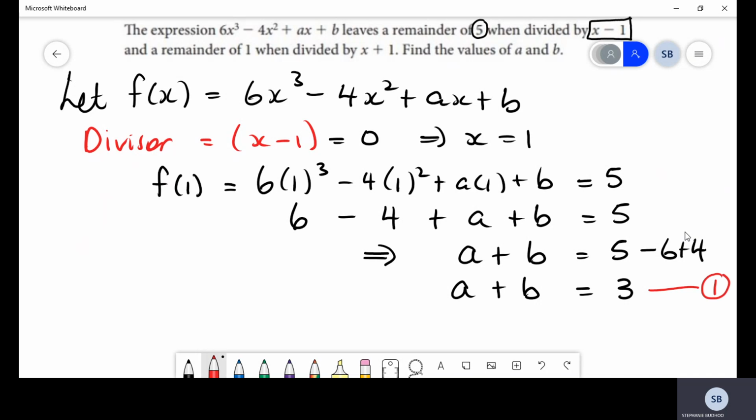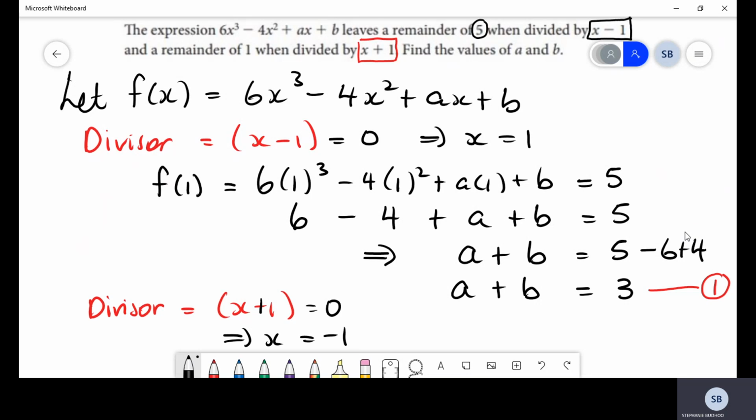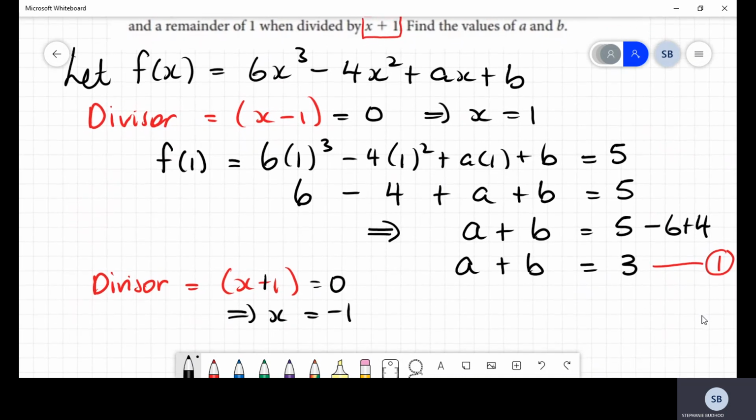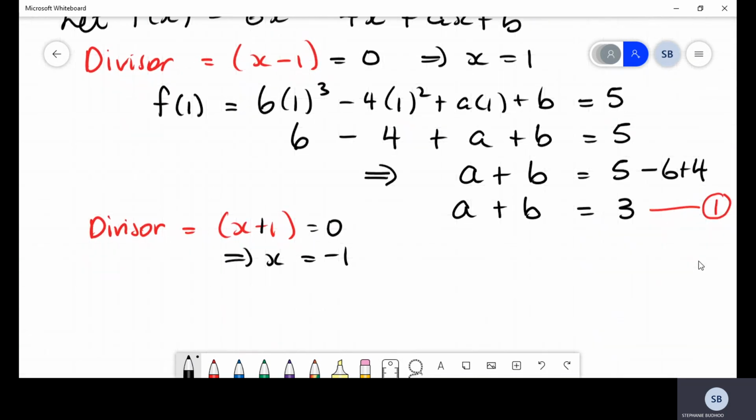And then we are going to read on to our question to where they have given us a second divisor. So in our question, you can see that they also had a second divisor, x plus 1. And we are going to set our divisor equal to 0 just so that we can find a value of x. So therefore, x is equal to negative 1. So now what we are going to do is we are going to find f, this time, of negative 1.